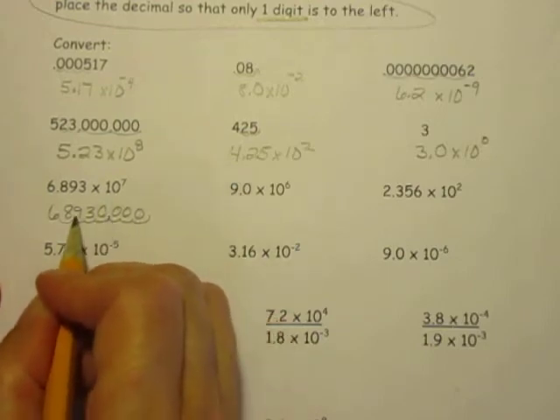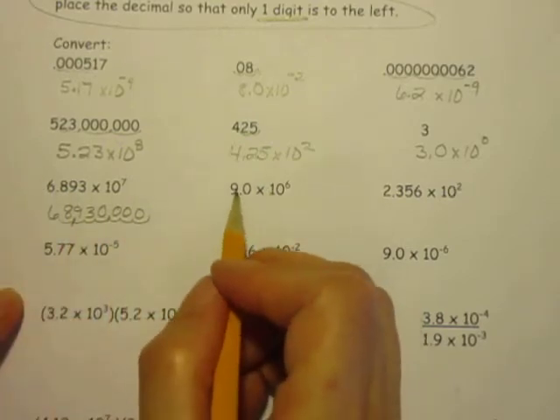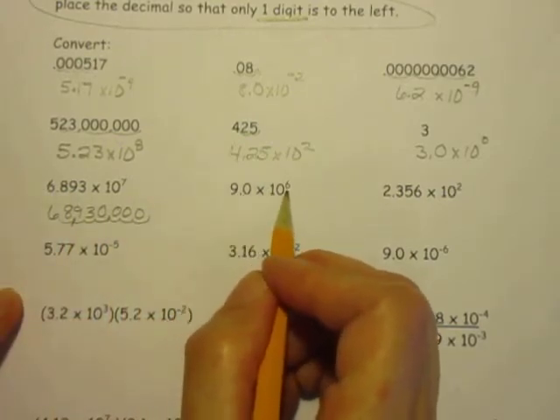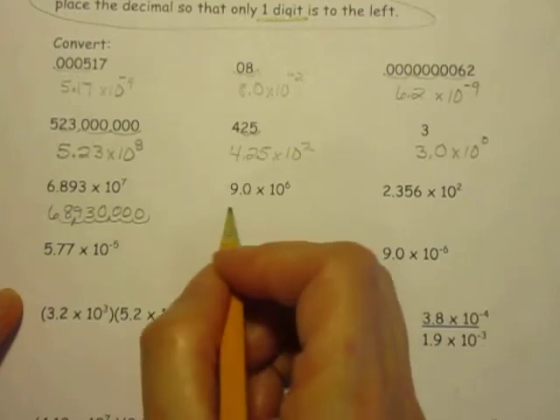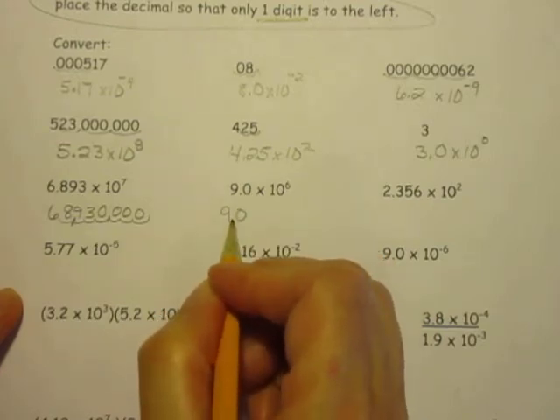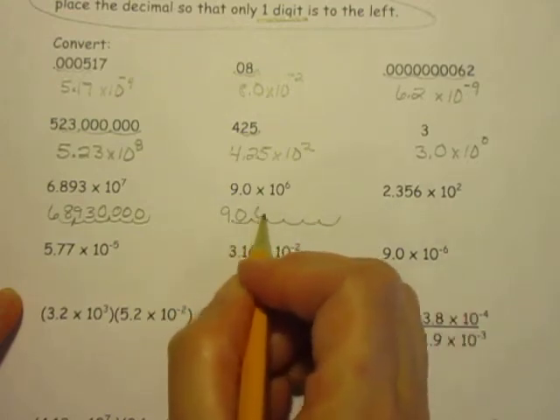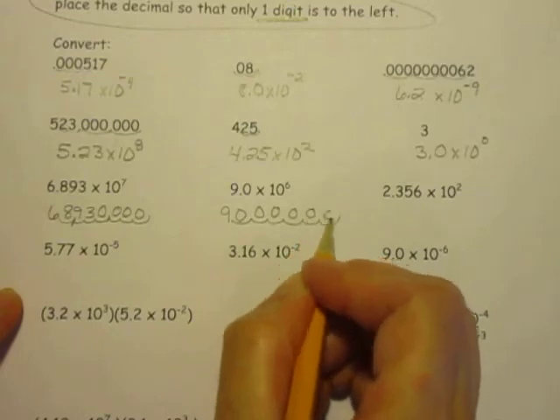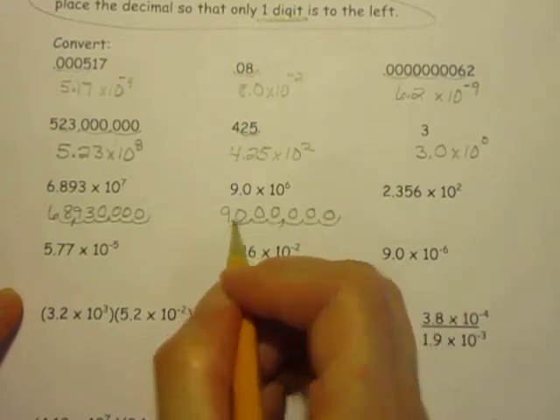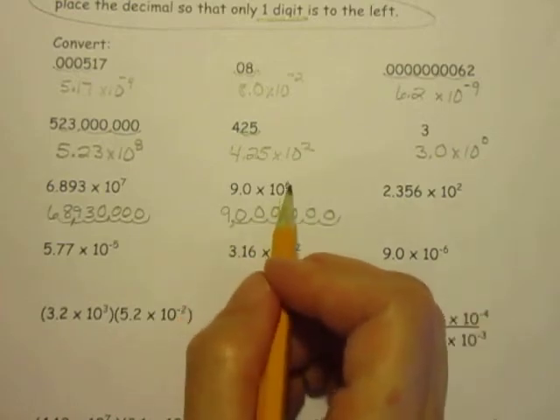So this would actually be 68,930,000. This one here we have 9.0 times 10 to the 6th power. Again, we need to move in the direction that creates a bigger number. So my decimal is here, so I'm going to move 6 places to the right. 1, 2, 3, 4, 5, 6. I can put commas in here if I want. So this is actually equal to 9 million. Okay, and I moved to the right because we had a positive power.